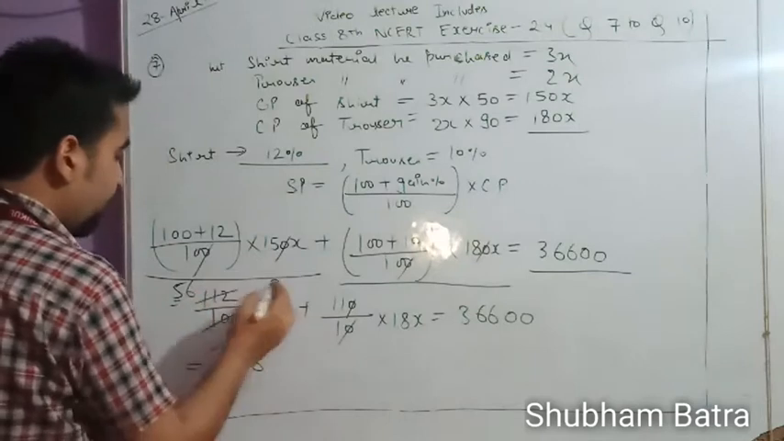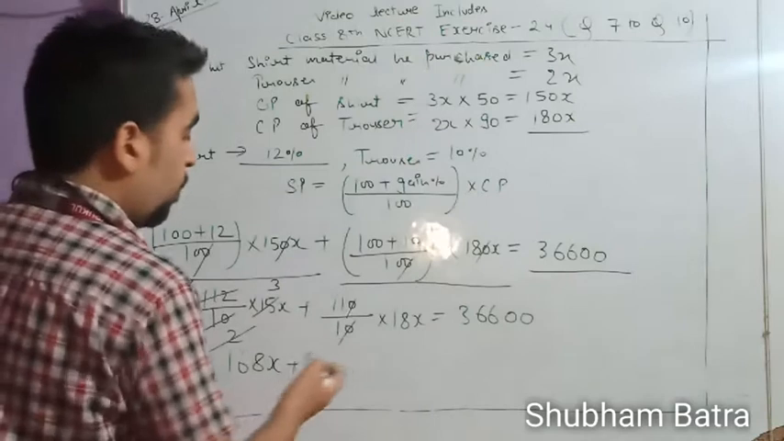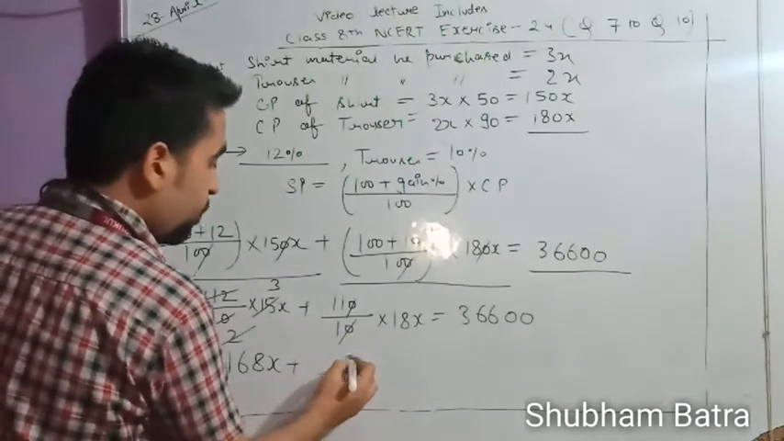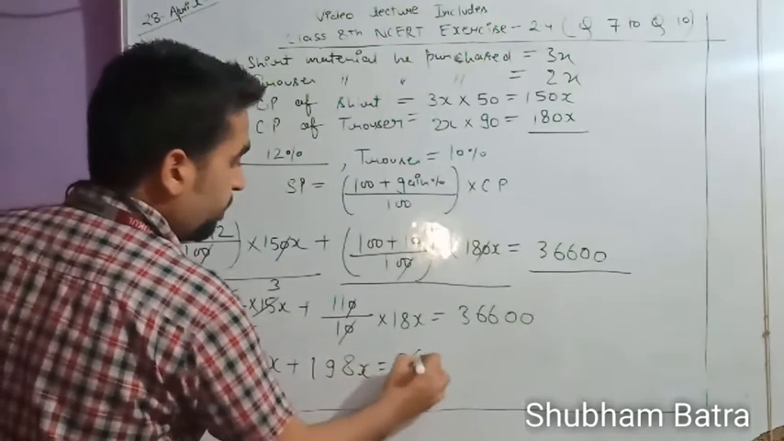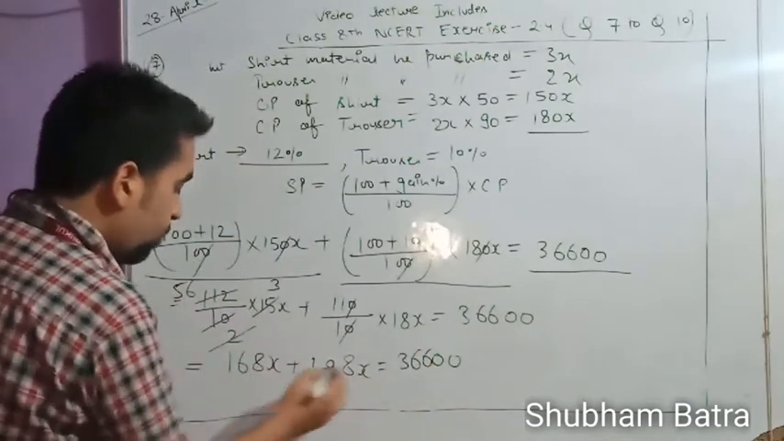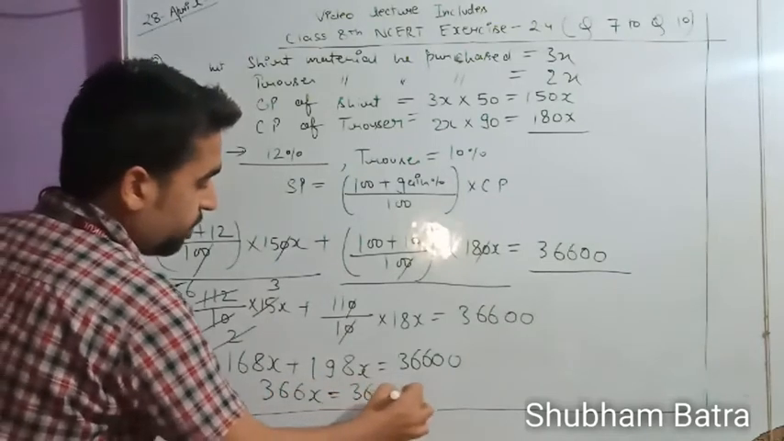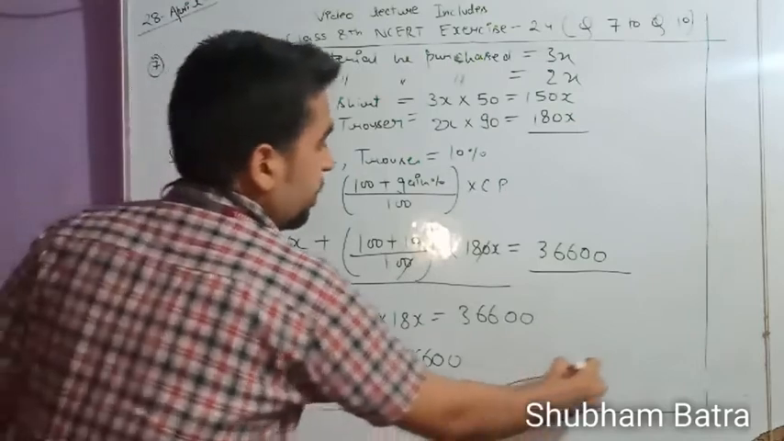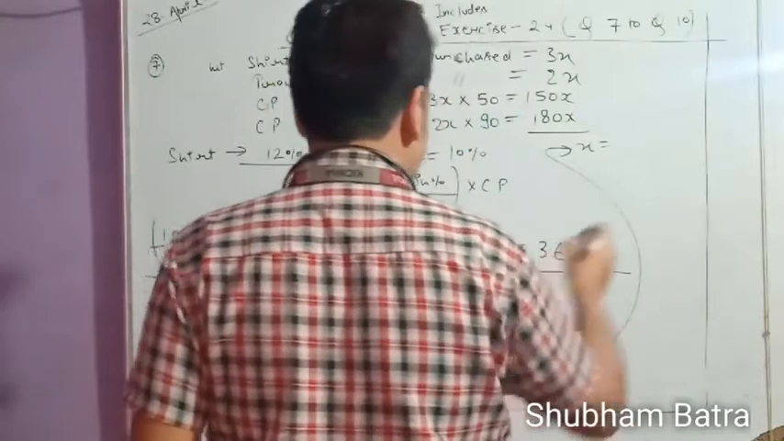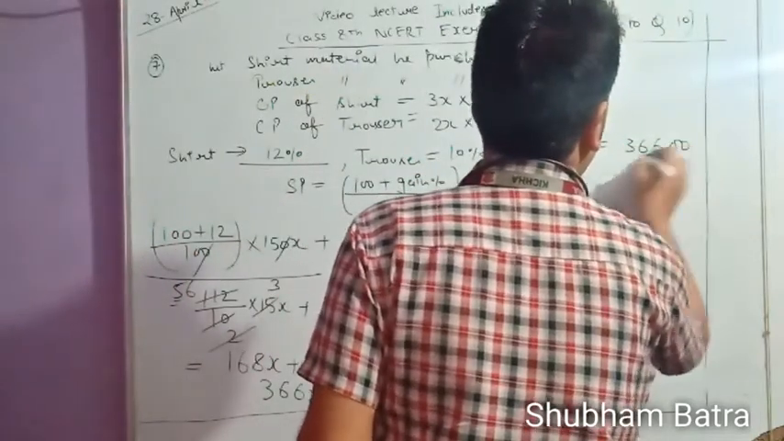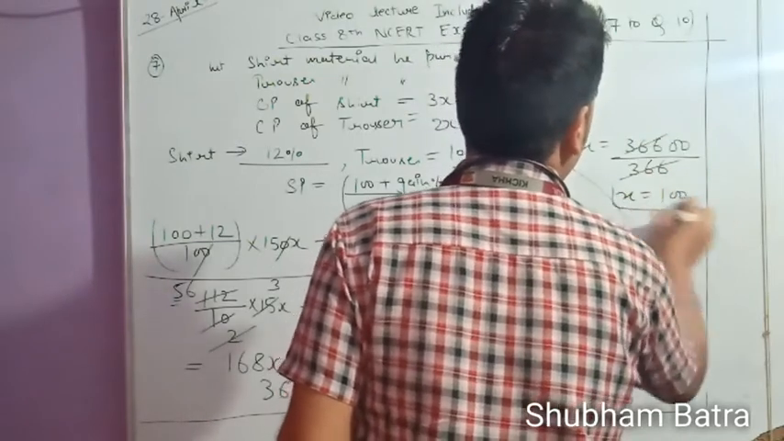Carry 1. 5 3s are 15 plus 1, 16. So 168x plus. Now how much will this be? 8 plus 0 is 8, 8 plus 1 is 9, 1 plus 0 is 1, so 198x is equal to 36600. Now add these two numbers, you will get 366x is equal to 36600. Now by this equation, you can calculate the value of x. So the value of x will be 36600 divided by 366. Both get cancelled out, so x is equal to 100.